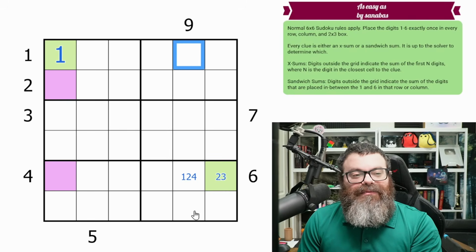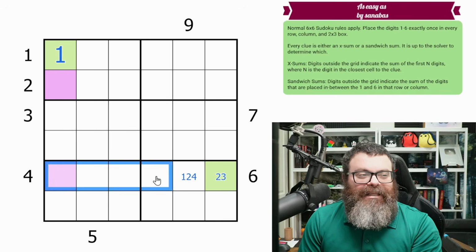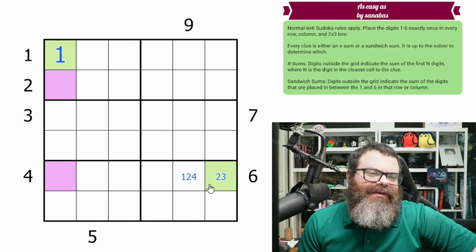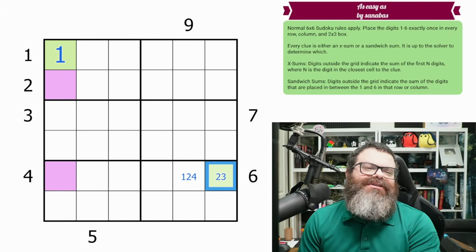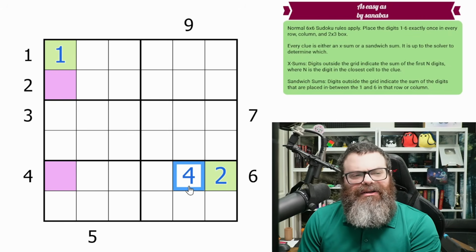9 could easily be an X sum or a sandwich. 5 could be an X sum or a sandwich. If it was an X sum, it would be a 2. So is it this sandwich here? Does it have to do with where the 1 and 6 go? It's interesting, actually. Okay, that's the issue. So if this was 2, 4, no, we could do, yeah.